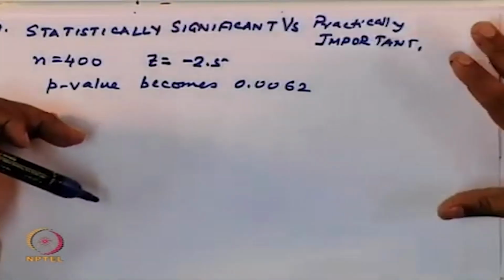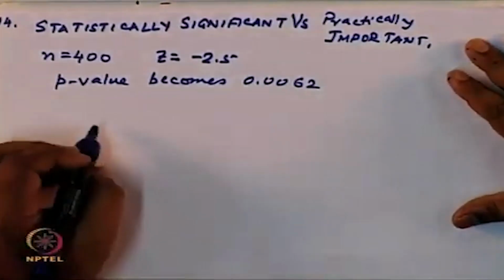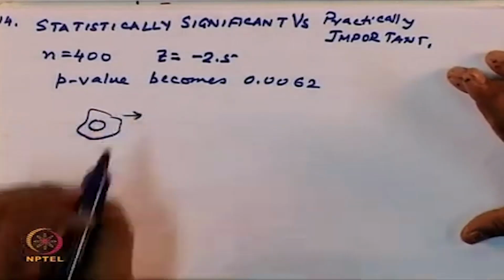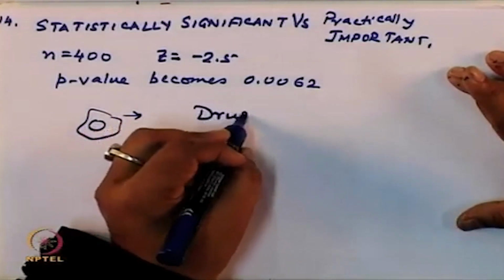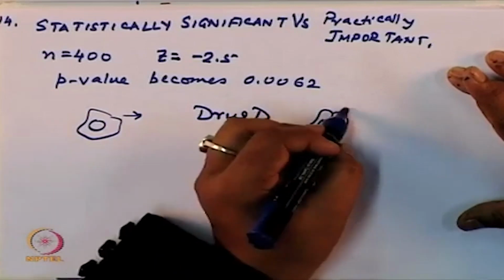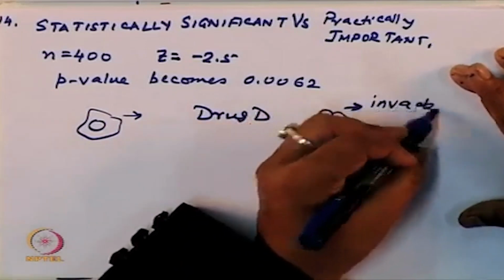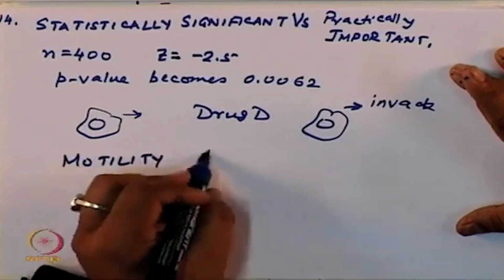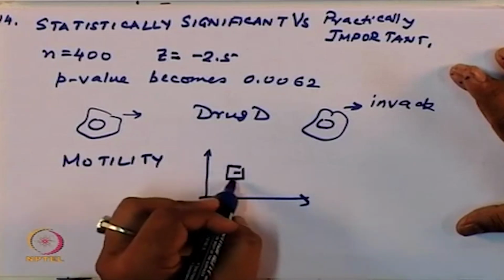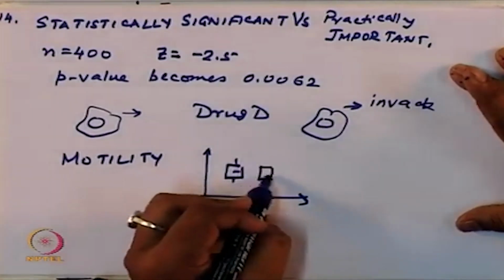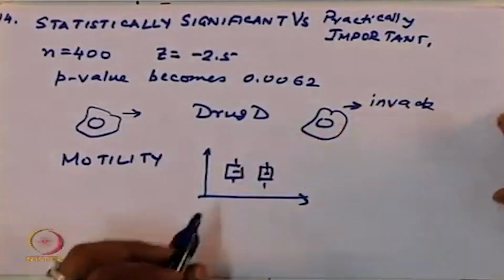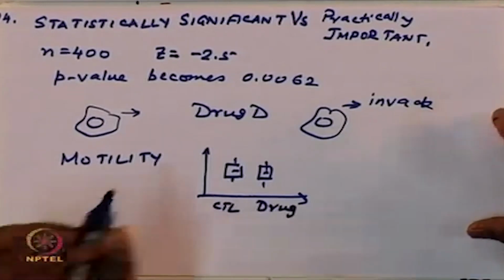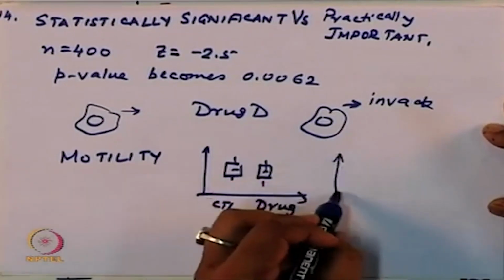For this, you need to see your specific case. For example, I have a cancer cell which is invasive, and I have drug D, which targets its ability to invade. If you measure its motility, imagine you have a plot like this. As you can clearly see from this plot, there is very little difference between the control group and your drug group. But sometimes, let us say, I were to draw a different case.